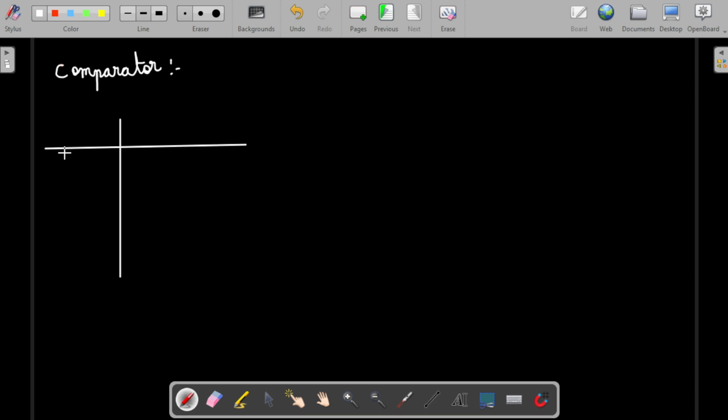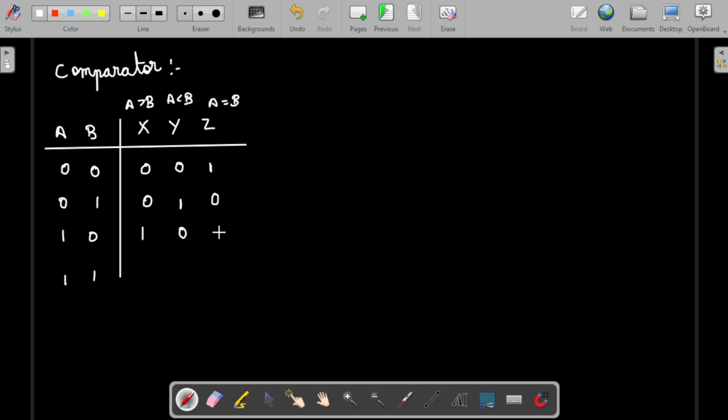So let me draw a truth table. This is a 1-bit comparator, so we are going to compare A and B. The possible inputs are 00, 01, 10, 11. Here three kinds of outputs are possible. X implies that bit A is greater than B, Y implies that A is less than B, and Z implies that A is equal to B. Here both bits are equal, so Z needs to be set to 1 and the others are 0. Here B is greater, so Y is set to 1 and the remaining 0. Here A is greater, so the remaining are set to 0. Here both are equal, so 0, 0, 1.